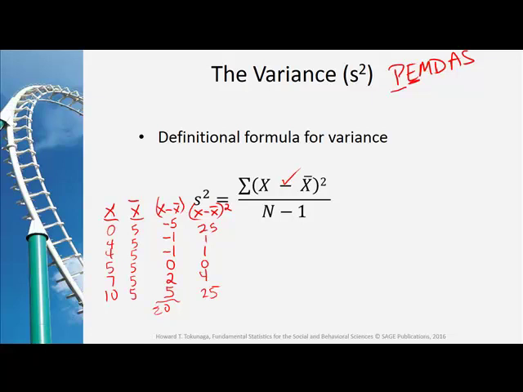So we've done this operation. We've done this operation. The last remaining operation in our numerator is to sum it up. So we just need to take the sum of this. 25 plus 1 plus 1 plus 4 plus 25. Well, the two 25s is 50, 54, 55, 56.